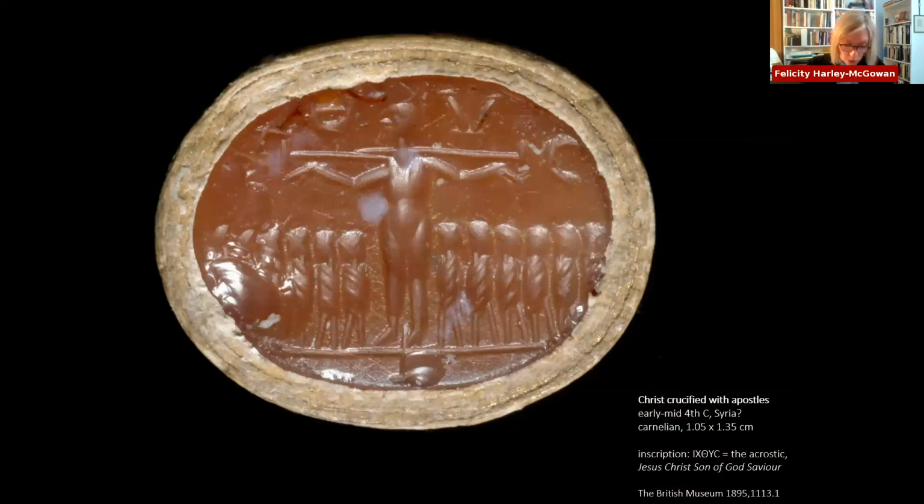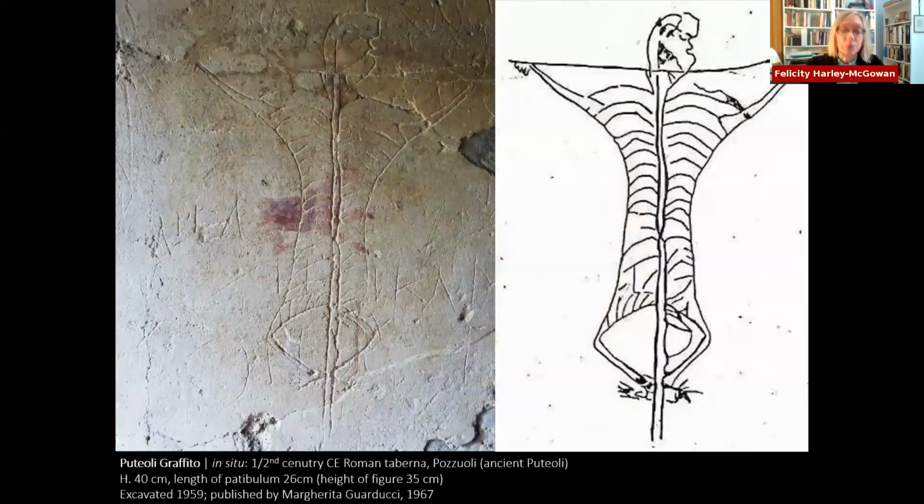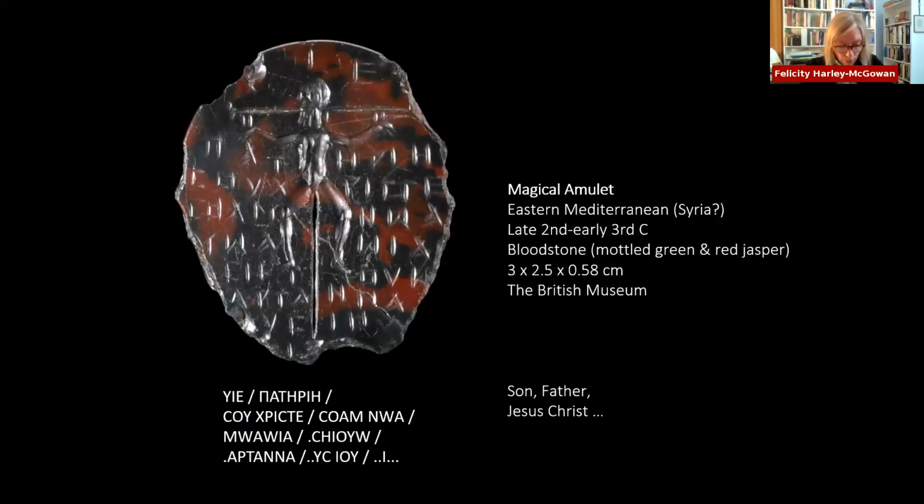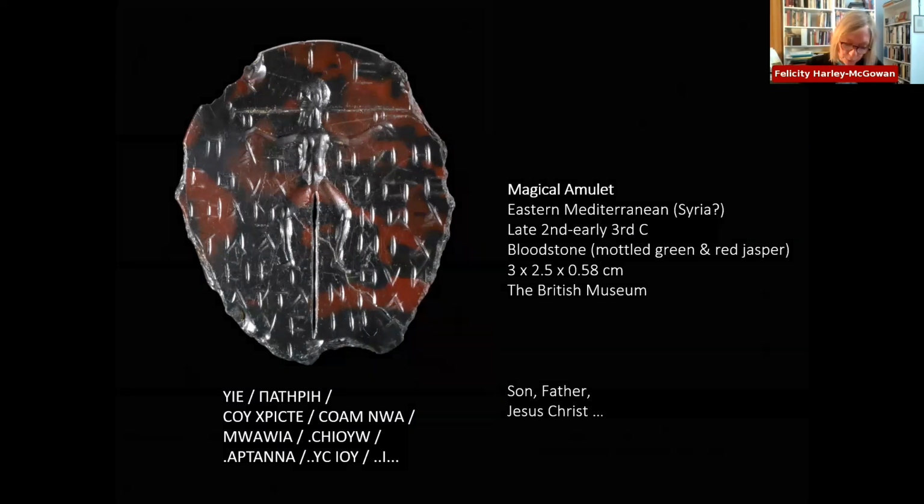From other pictorial contexts, it is clear that a T or tau-shaped cross was often associated with the crucifixion, and I'll come back to this again towards the end. A graffito from southern Italy is a case in point. The structure, this tau cross, is also found on this magical amulet, where Jesus is shown crucified naked, bearded, and again clearly named in the inscription. It is also found on this roughly contemporary graffito from Rome.